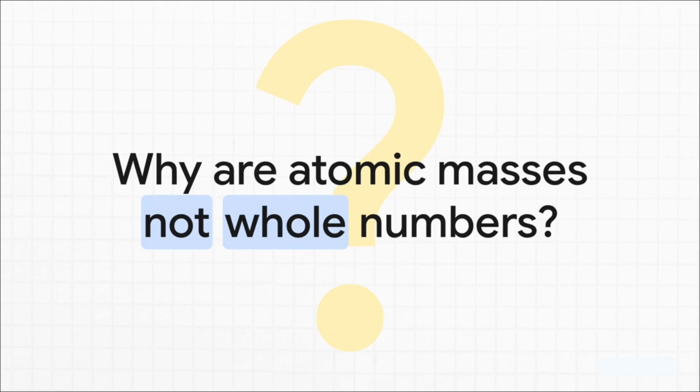I mean, think about it. Atoms are made of protons and neutrons, right? You can't have half a proton. So why does the periodic table give us these funky decimal numbers for atomic mass? Like carbon isn't 12, it's 12.011. What's the deal with that? That is the very first puzzle we are going to solve together.